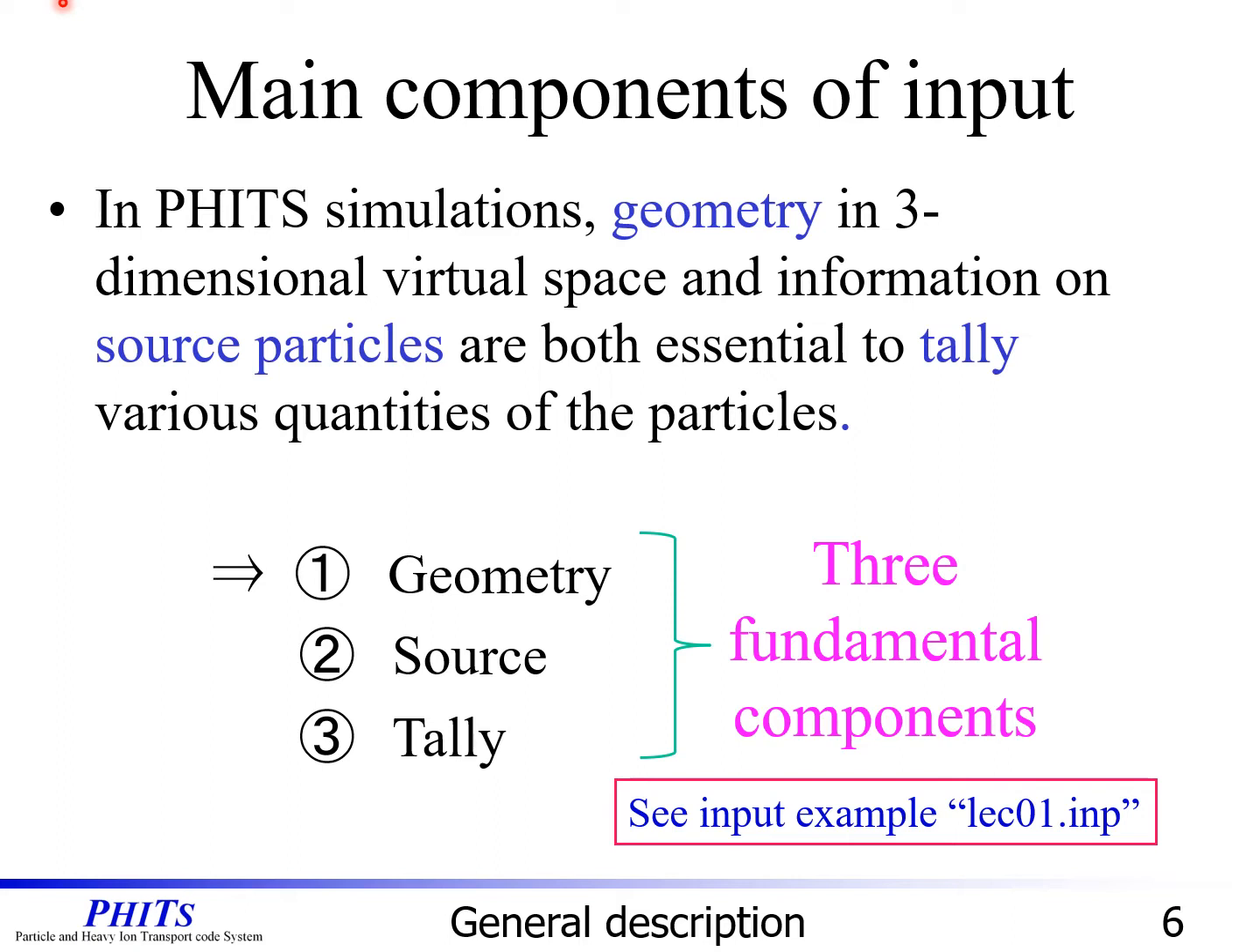Here are shown the main components of the input file. In the PHITS simulation, geometry in 3-dimensional virtual space and information on source particles are both essential to tally various quantities of the particles. They are 3 fundamental components. Please open and see the input example of Lec 01 INP.